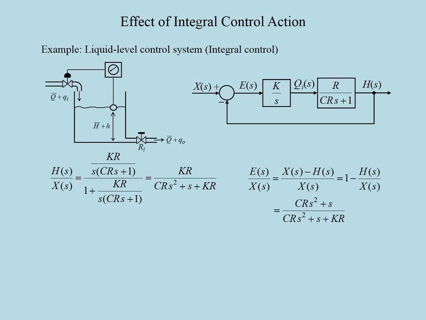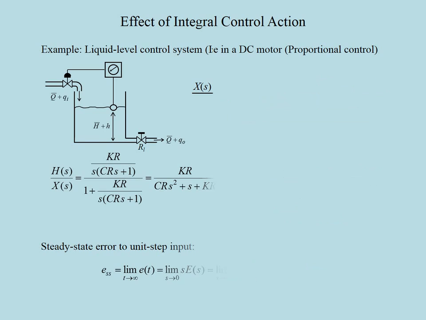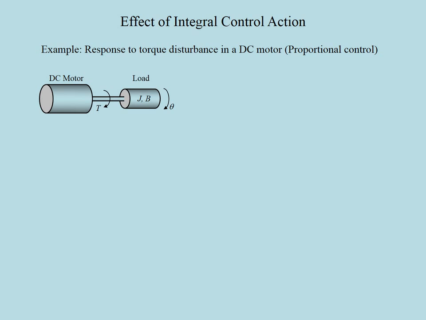Note that both of these transfer functions are now of the second order, since the integral control brings extra dynamics to the closed loop. The steady state error to the unit step input can again be obtained by the final value theorem. Substituting E(s) as the transfer function E(s) by X(s) multiplied by the unit step input, we will have a cancellation of s and 1 over s, but the limit this time will be equal to 0. In other words, the integral control action eliminates the steady state error to a step input completely.